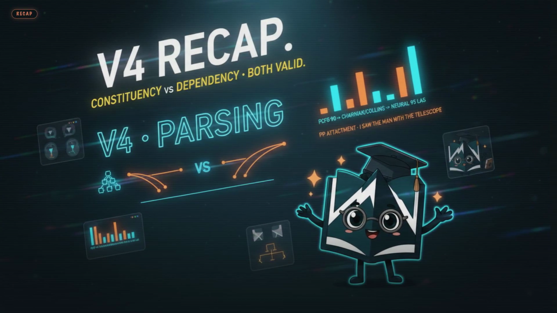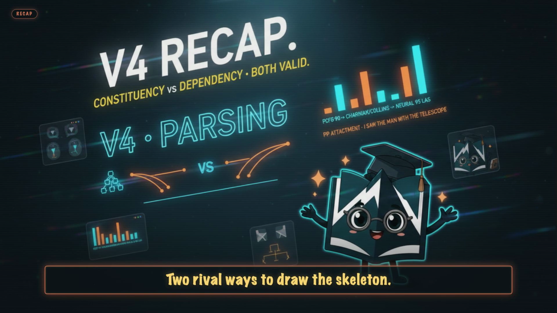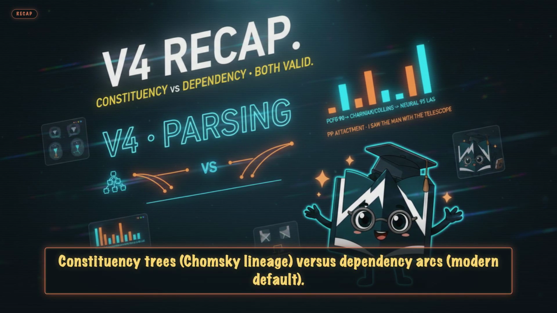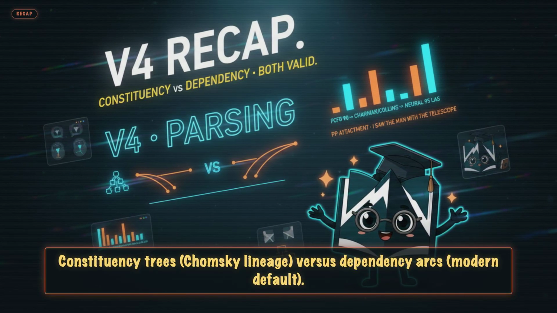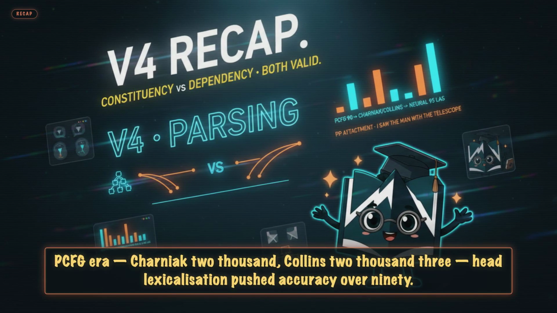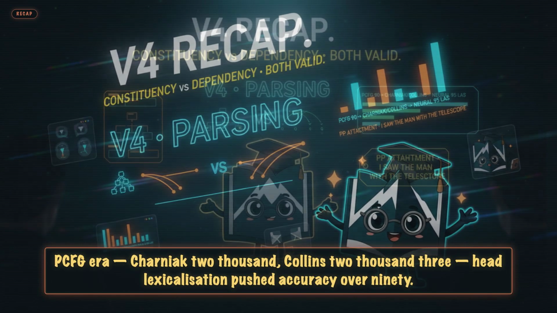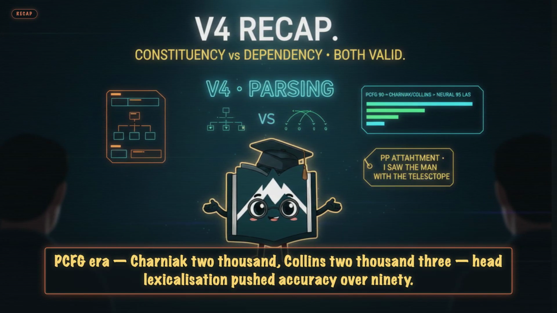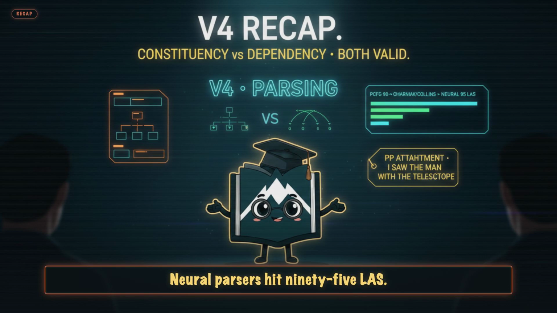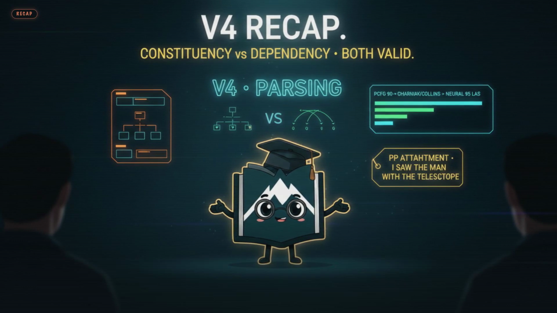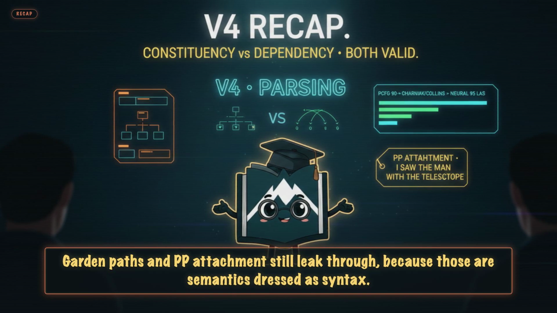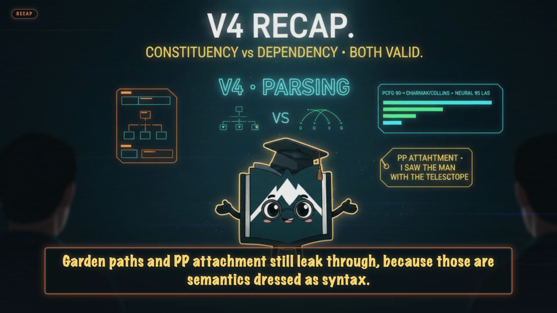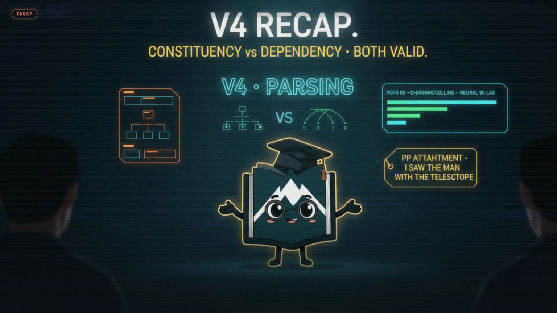V4. Parsing. Two rival ways to draw the skeleton. Constituency trees, Chomsky lineage, versus dependency arcs, the modern default. PCFG era. Charniak 2000. Collins 2003. Head lexicalisation pushed accuracy over 90. Neural parsers hit 95 LAS. Garden paths and PP attachments still leak through, because those are semantics dressed as syntax.